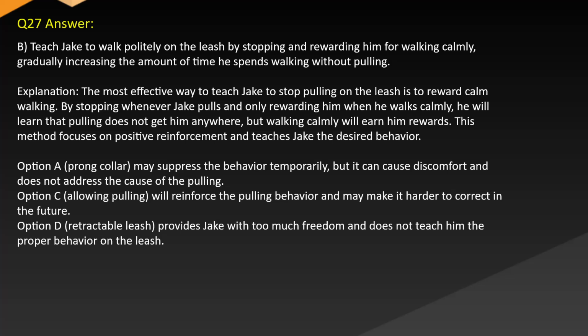Option A. A prong collar may suppress the behavior temporarily, but it can cause discomfort and does not address the cause of the pulling. Option C. Allowing pulling will reinforce the pulling behavior and may make it harder to correct in the future. Option D. A retractable leash provides Jake with too much freedom and does not teach him the proper behavior on the leash.